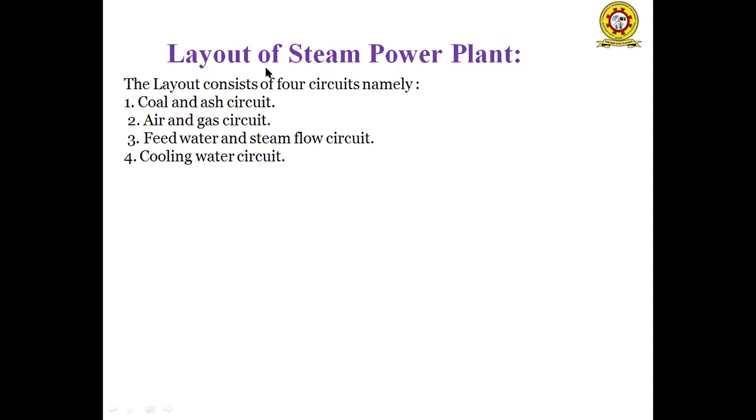The layout of the steam power plants consists of mainly four circuits: coal and ash circuit, air and gas circuit, feed water and steam flow circuit, cooling water circuit.